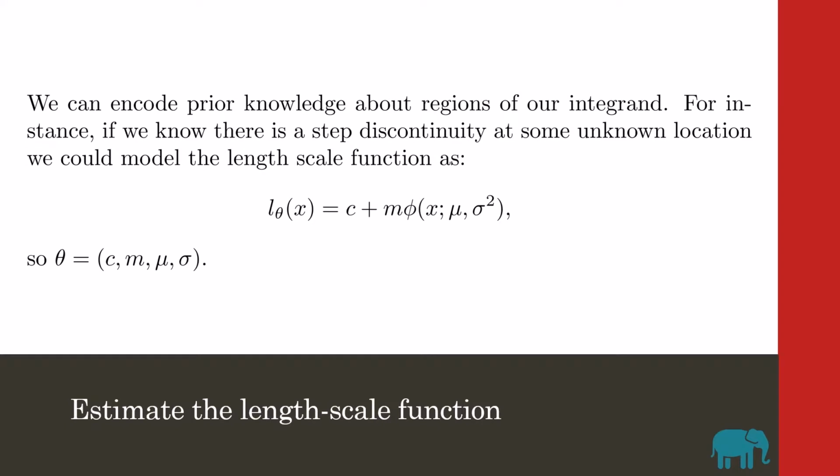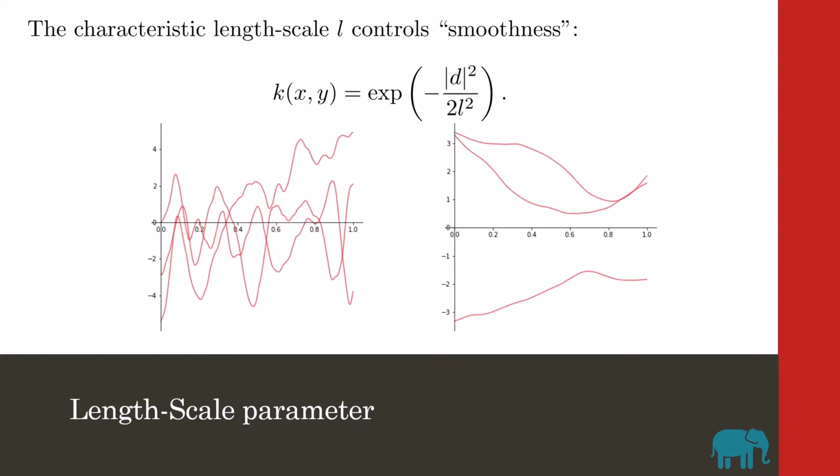Using this length scale function, you can encode prior knowledge about regions of the integrand. For instance, if you knew there was a step discontinuity at some unknown location, you could model the length scale as a constant plus a Gaussian that would hopefully naturally center at the step discontinuity. So the characteristic length scale controls smoothness.